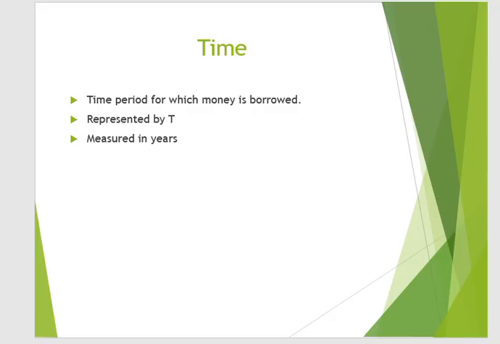Next one is time. Time is the period for which money is borrowed. So for how much duration you have borrowed the money, that is T. It is represented by T and measured in years. It may be monthly or quarterly, in which case the formula will change, but the formula P into R into T upon 100 is basically for one complete tenure.